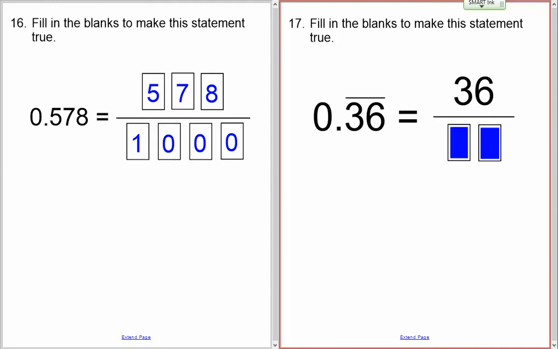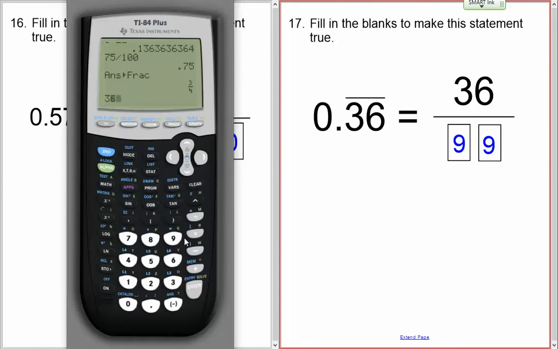Fill in the blanks to make this statement true. Okay. Well, if 2 digits repeat, then it's those 2 digits over 99. 36 divided by 99 is 0.36 repeating. There it is. So if you use the calculator, you type 0.36, math, enter, enter. You know, it gives you 9/25, but again, I didn't put 9 on top, so.